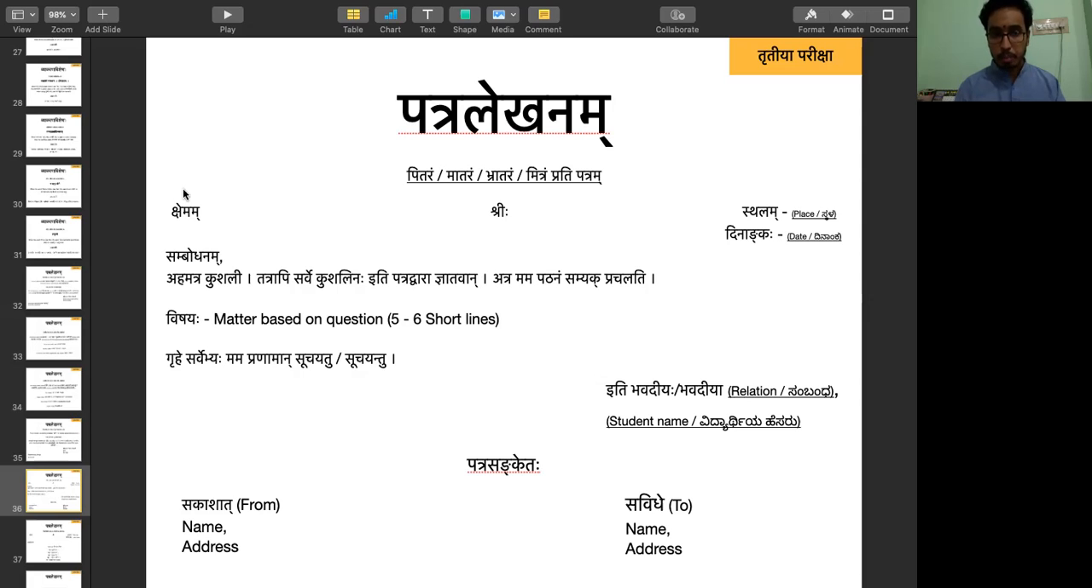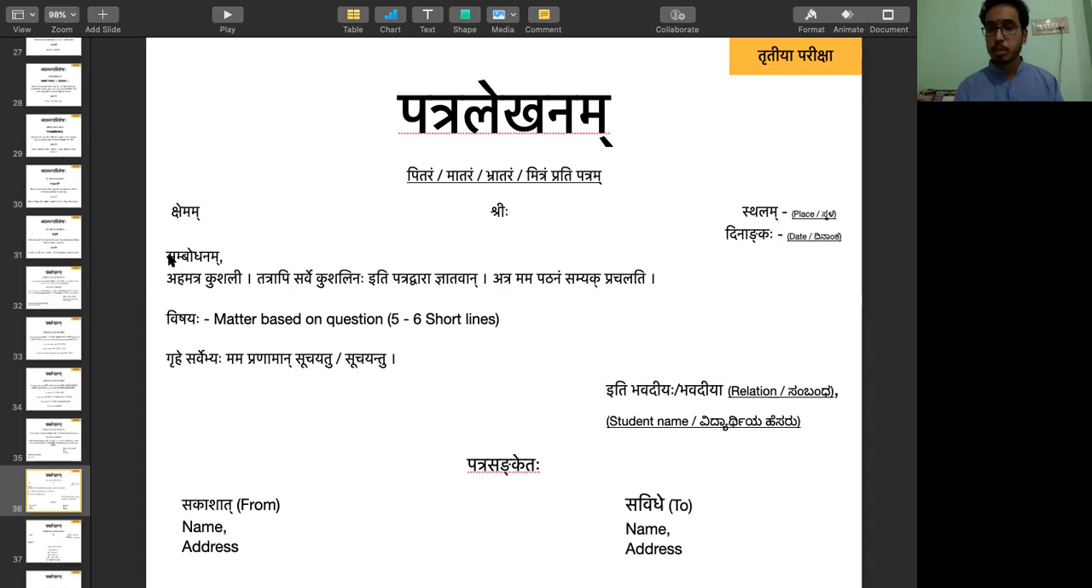First one, kshemam. Always on the left top corner, you should write kshemam. Shrihi, in the top middle, always write Shrihi. In the top right corner, always write Sthalam, a place like Bengaluru, Mysuru, Dharwad, etc. And Dinanka, the date when the letter was written, not when you post it or when they receive it, but the date when you write the letter.